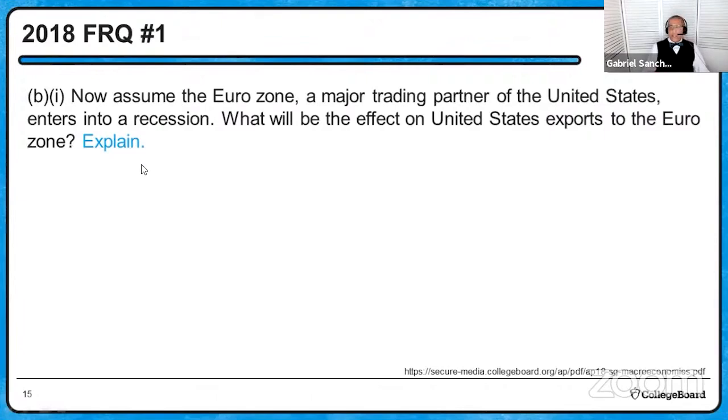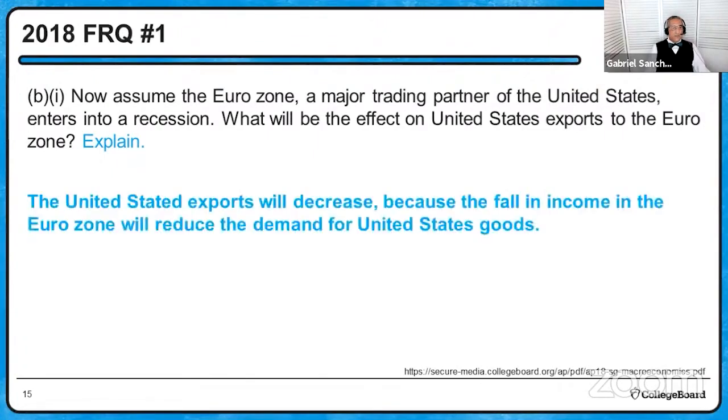So think about what it is: increase, decrease, remain the same, indeterminate. All right, I'm going to put the answer up. And again, if you need to pause, pause. Here we go. Here's our answer. The United States exports will decrease because the fall in income in the Eurozone will reduce the demand for United States goods. So what is happening is in the Eurozone, there is a recession. Income has dropped in the Eurozone.